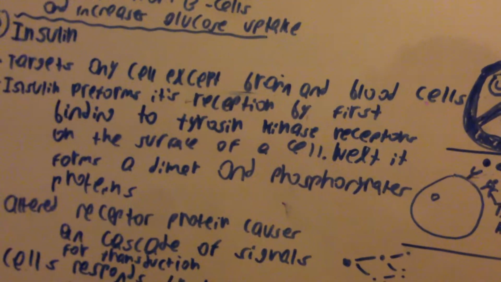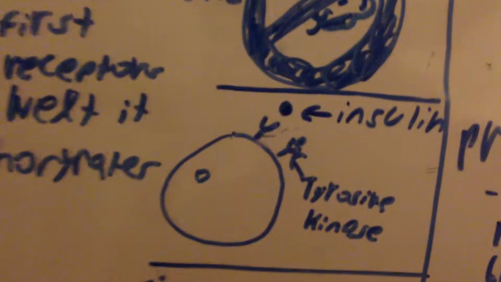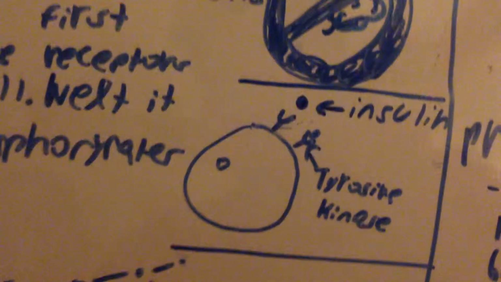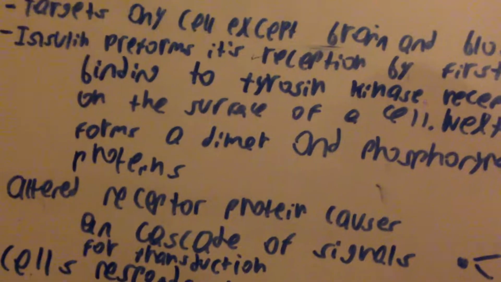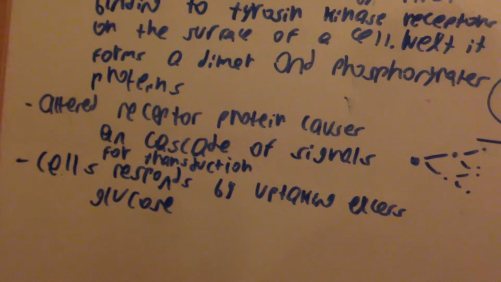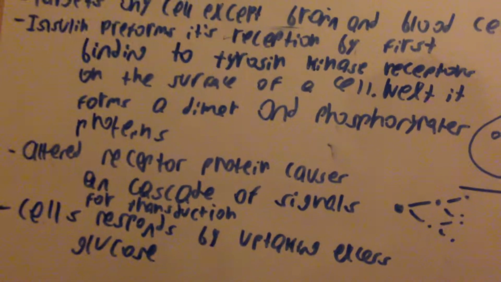Insulin performs its reception by first binding to tyrosine kinase, which you can see here. It binds to the outer membrane of the cell, and then it creates a dimer that leads to phosphorylation of proteins. The receptors then perform a cascade of signals, kind of like a chain reaction. And then this effect triggers the cell to start uptaking excess glucose, which in turn lowers the blood glucose.